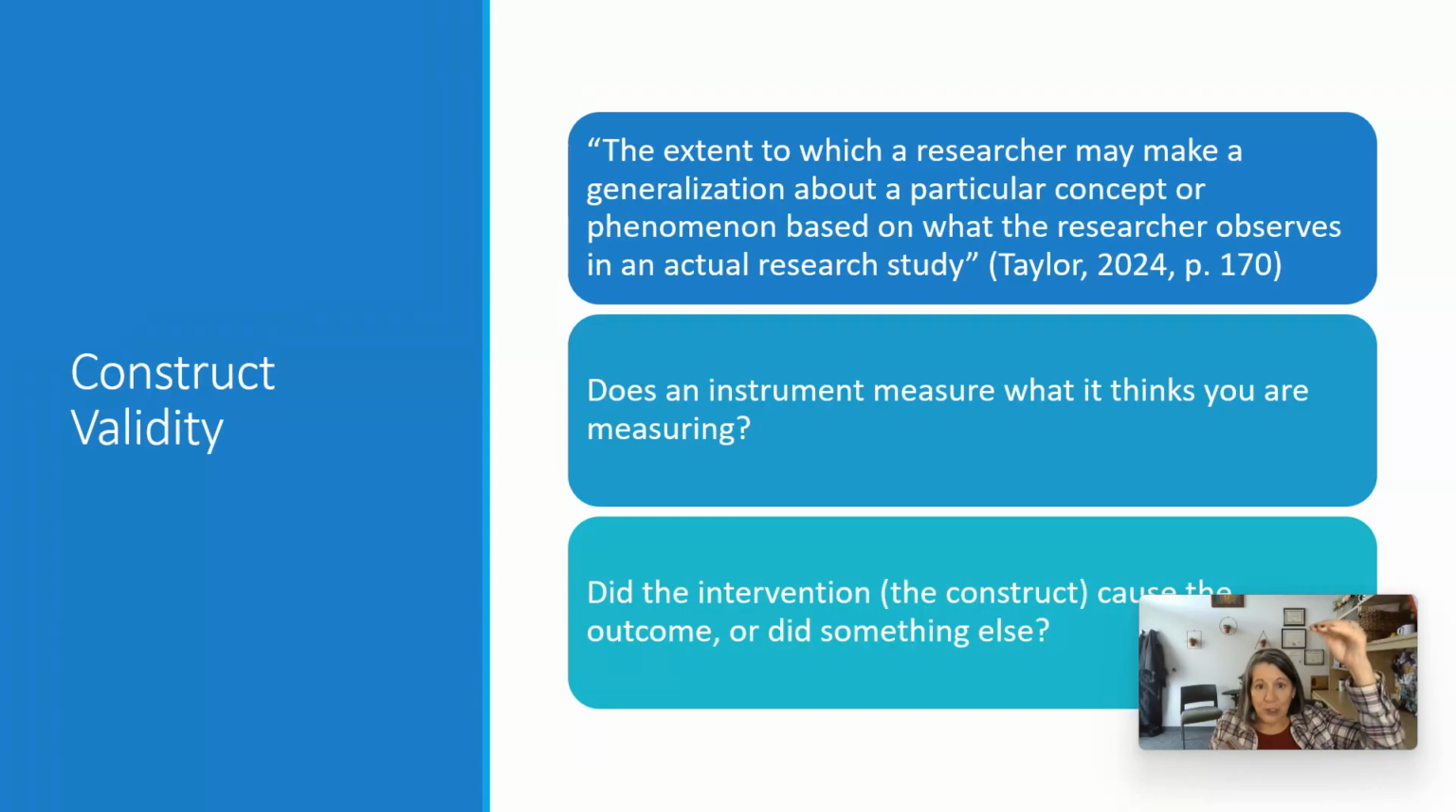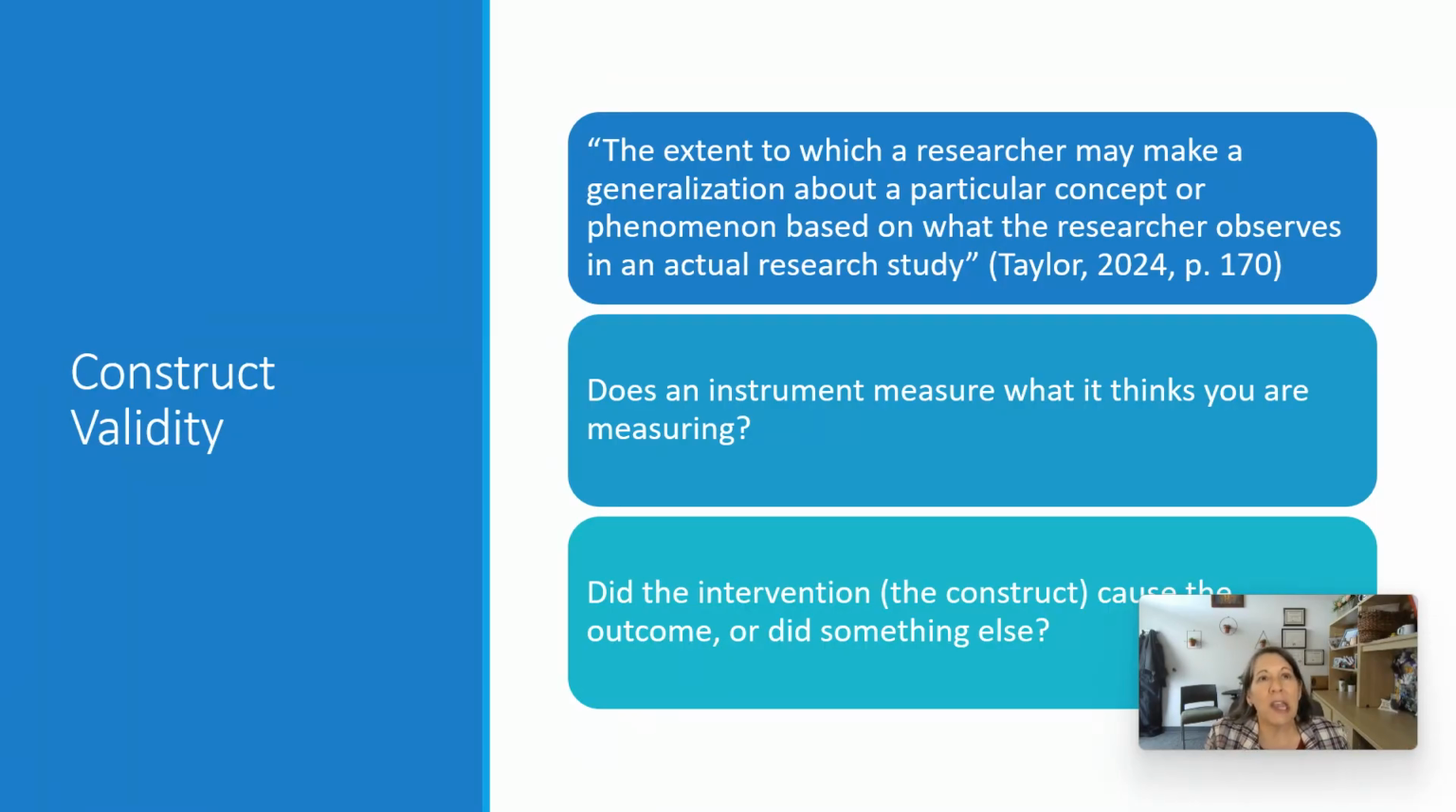Okay, statistical conclusion validity, internal validity, construct validity. Construct validity says whether or not we may make a generalization about a particular concept or phenomenon based on what I'm observing. An easier way to say it, are we measuring what we think we're measuring? Oftentimes this has to do with our assessment tools that we're using. Did I use the right assessment tool?